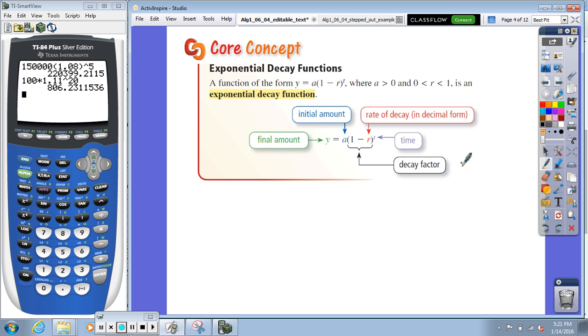Okay, so another type of function is exponential decay. It's very similar in form, but you subtract the rate because it is decreasing. A will still start out greater than 0. The rate will end up being between 0 and 1, and you will just subtract it. We will still do this in decimal form, not in percentage form.